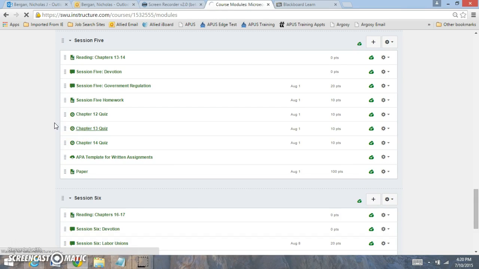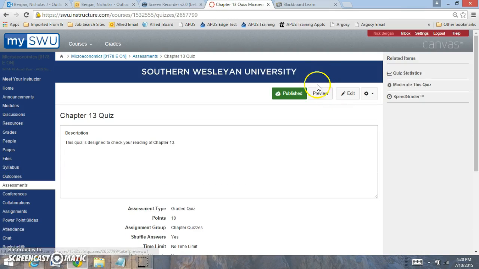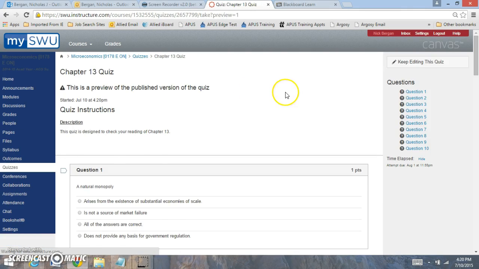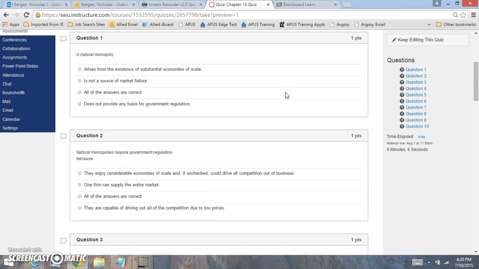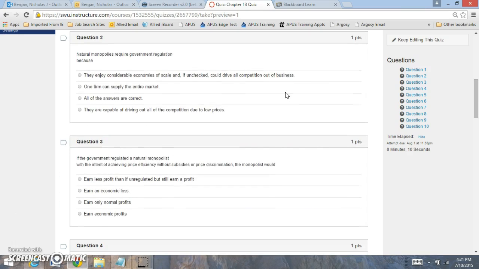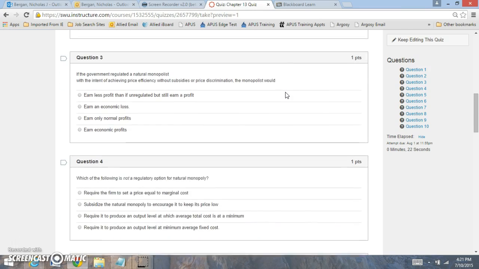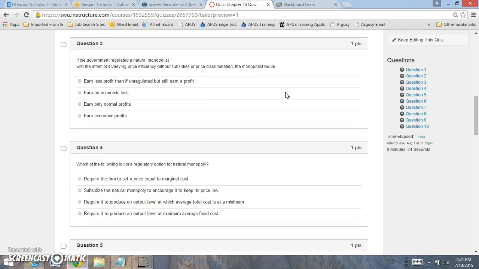Let's go to the chapter 13 quiz. A natural monopoly arises from economies of scale. Question 2, natural monopolies require government regulation. Why though? Question 3, if a government regulates a natural monopoly and they want to have some price efficiency, what will the monopolist need to do?